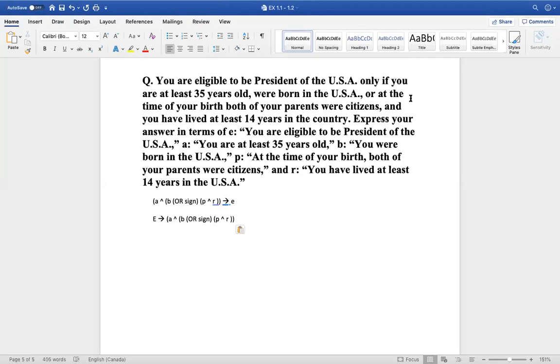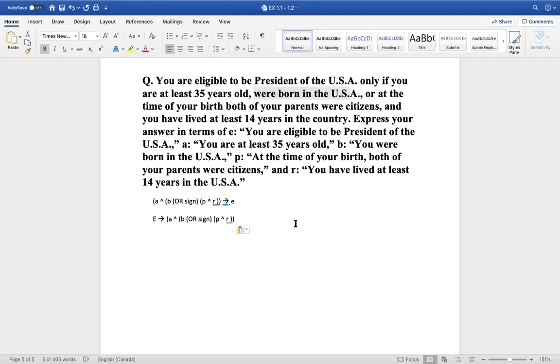So here, if we look at it carefully, it will say if you're at least 35 years old, were born in the USA, right? So were born in the USA. You have to be born in the USA. Or what you can do is, at the time of your birth, both of your parents were citizens and you have lived.